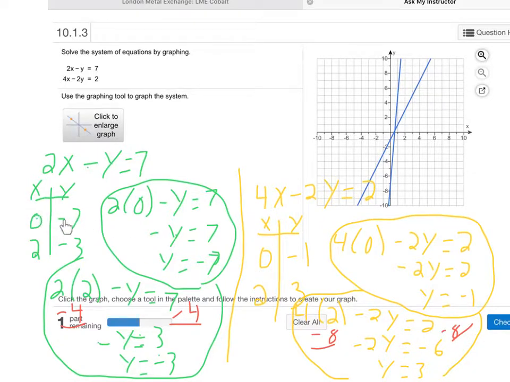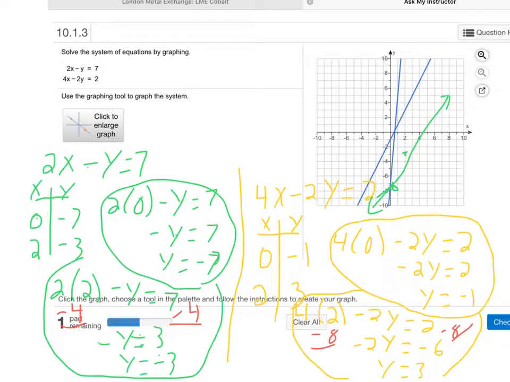So now I need to plot each of these over here and then try to figure out where they meet. So I'll plot 0, -7. That's roughly here. I'll plot 2, -3. 2, -3 is roughly here. And so it looks like one line should be there. Didn't do the best of jobs, and I'll do the other one in yellow.